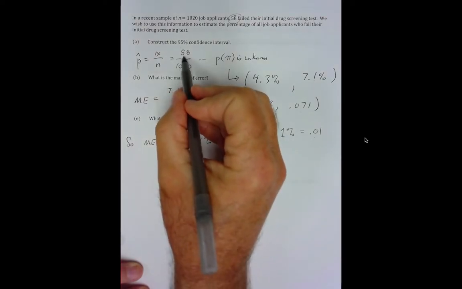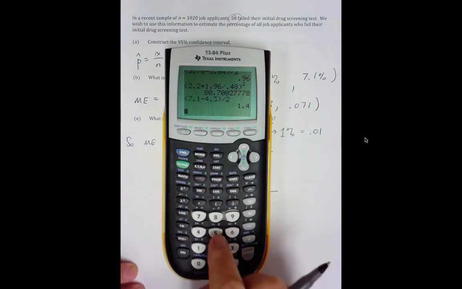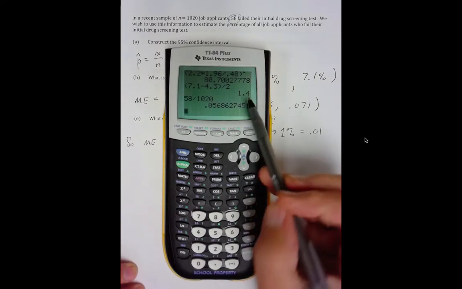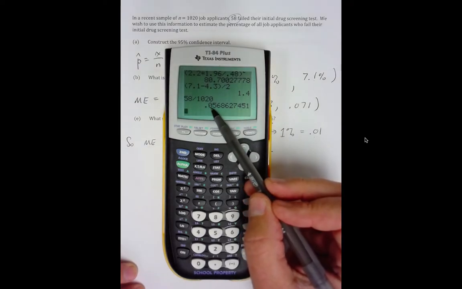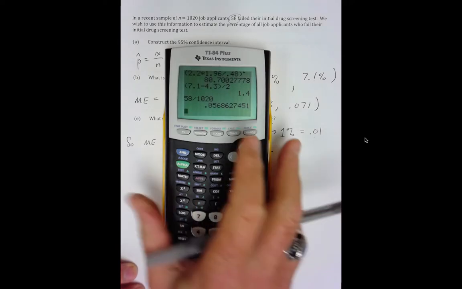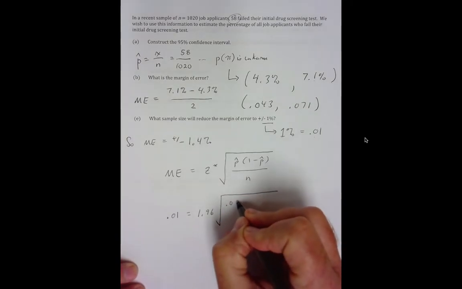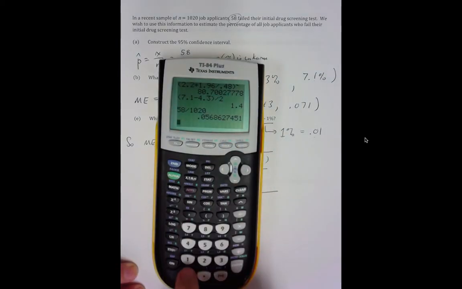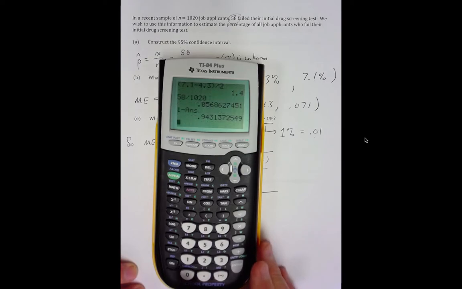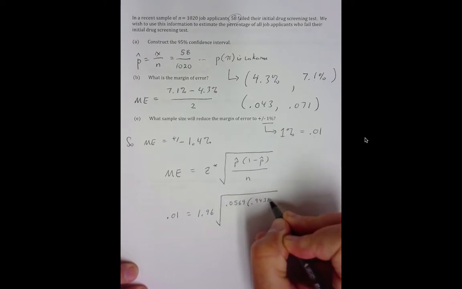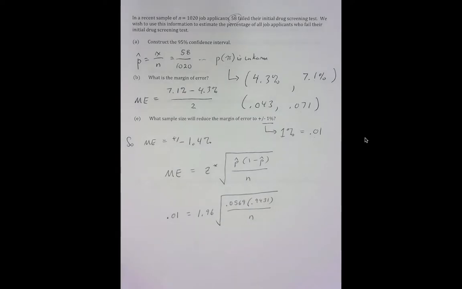P hat is 58 over 1020, so what is that? Now guys, I'm going to go out to about 4 places for technical accuracy. So I'm going to go out to 0.0569. Now I need 1 minus that. So 0.9431. Over the n.